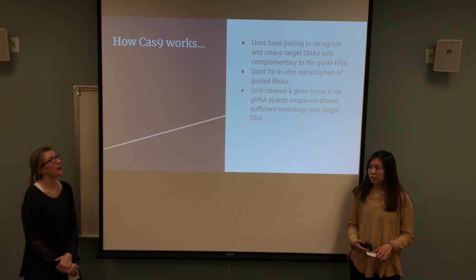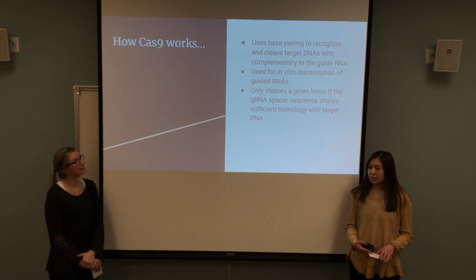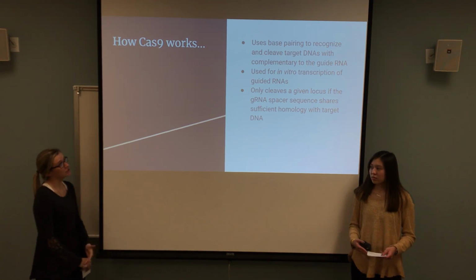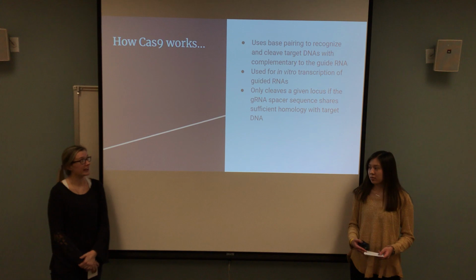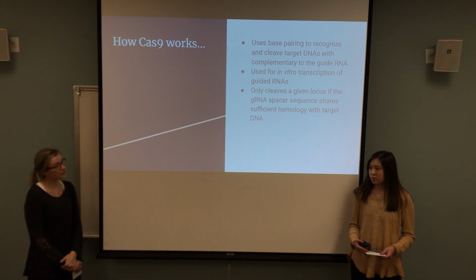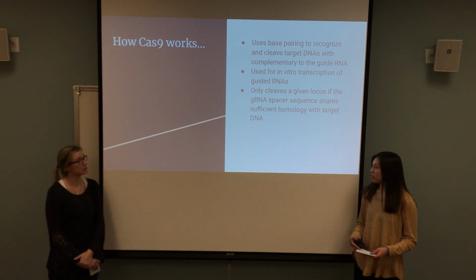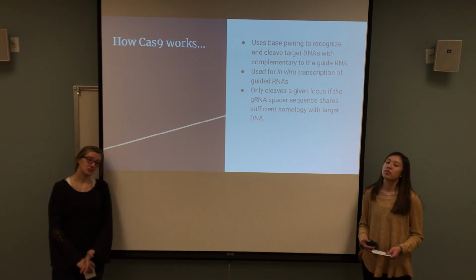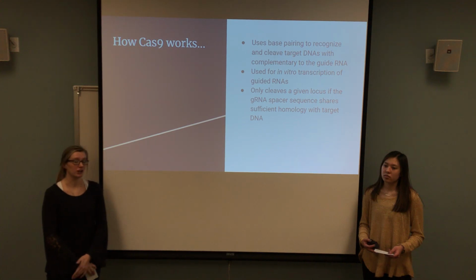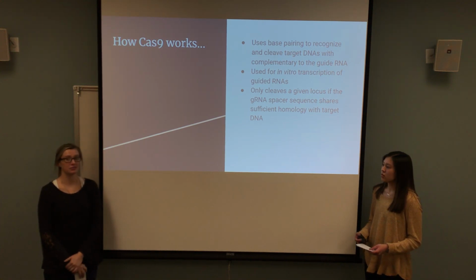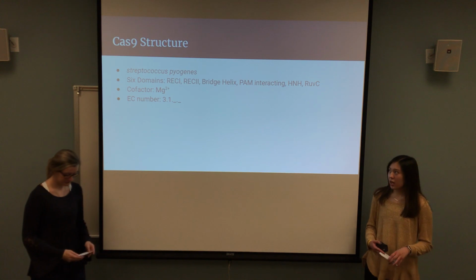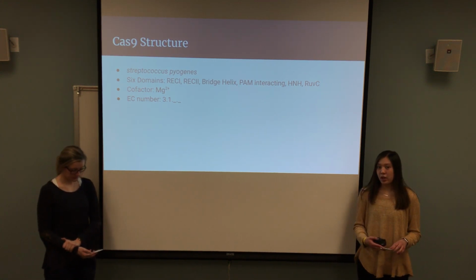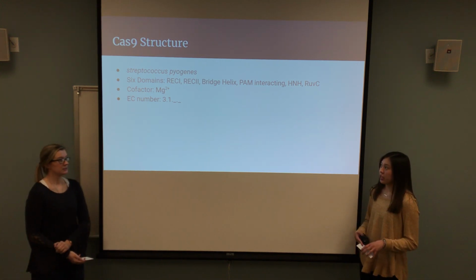Cas9 works by using base pairing to recognize and cleave target DNA with complementarity to the guide RNA. It's used in in vitro transcription of guide RNA and can only cleave at a given locus if the gRNA spacer sequence shares sufficient homology with the target DNA. What that means is that the gRNA strand must match up with the target DNA strand in order for the enzyme to cleave. Cas9 itself is naturally derived from Streptococcus pyogenes, which is an aerotolerant bacterium.